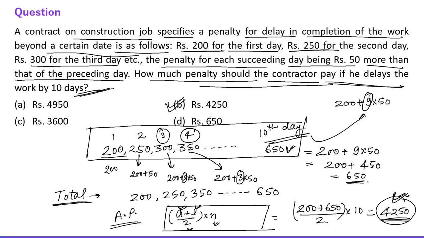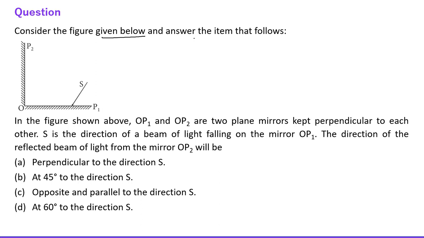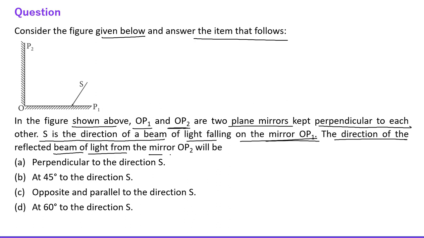Next question says, consider the figure given below and answer the item that follows. In the figure shown above, OP1 and OP2 are two plane mirrors kept perpendicular to each other. S is the direction of a beam of light falling on the mirror OP1. The direction of the reflected beam of light from the mirror OP2 will be?